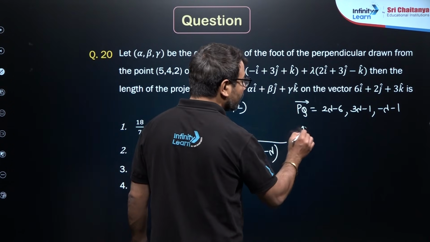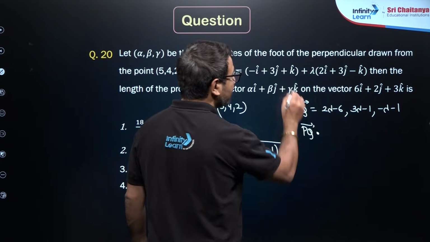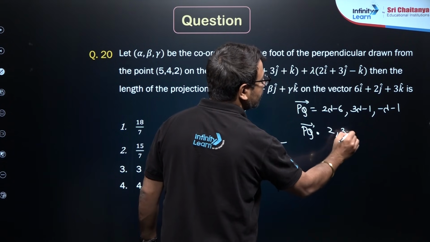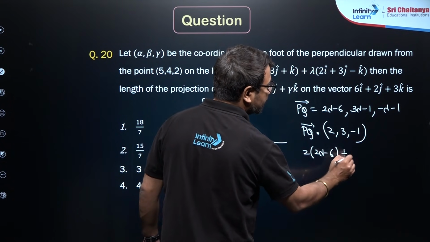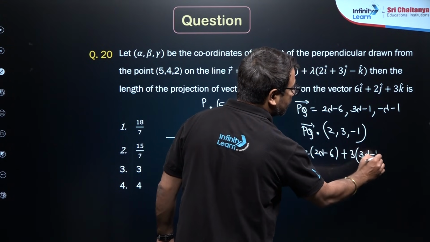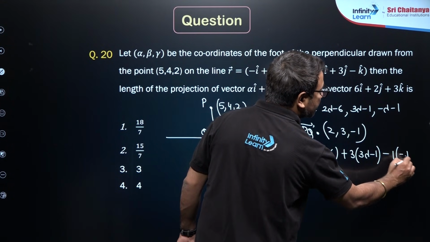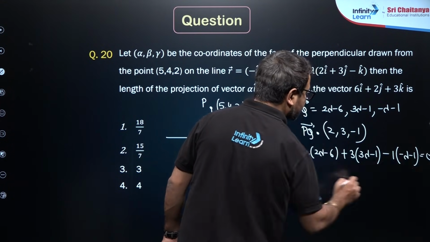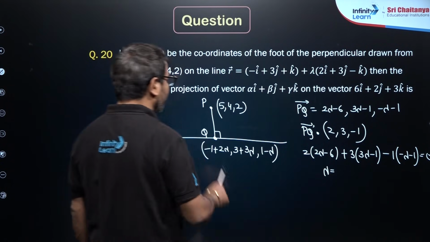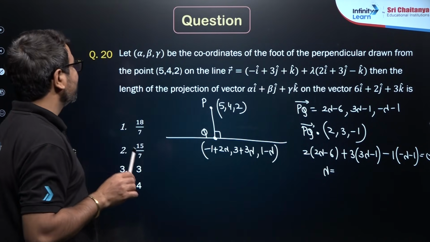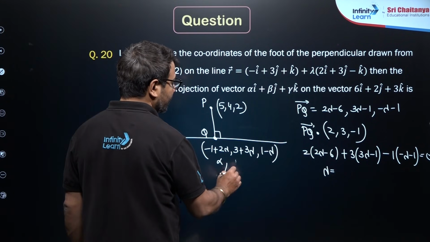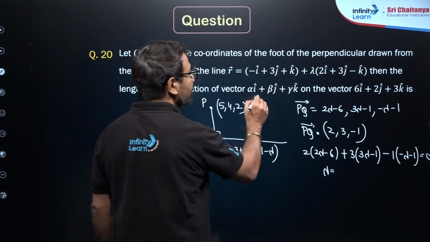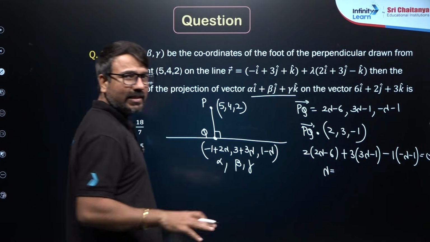Now this PQ taken dot with the parallel vector, which is 2 3 minus 1. So 2 times (2 lambda minus 6), 3 times (3 lambda minus 1), and then minus 1 times (minus lambda minus 1), which is equal to 0. From here you will find lambda. Once you get lambda, you will have a coordinate. Then the length of the projection of this particular, this is alpha beta gamma basically. So projection of this vector on this vector, easily you will be able to find.